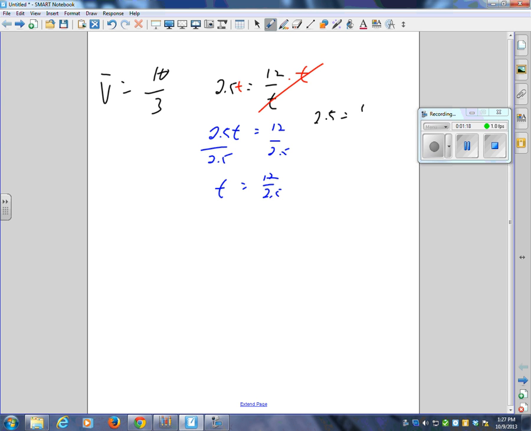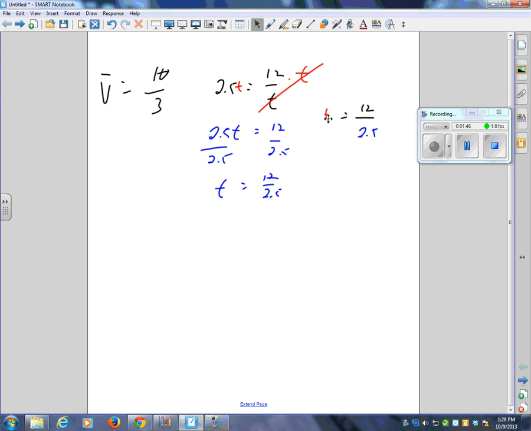2.5 is equal to 12 over T. I wanted to use different colors, that's what I wanted to do. Okay, so if you have something like this, right, the T and the 2.5 just swap places. All right, so I would expect you guys to be able to solve that nice and easy.